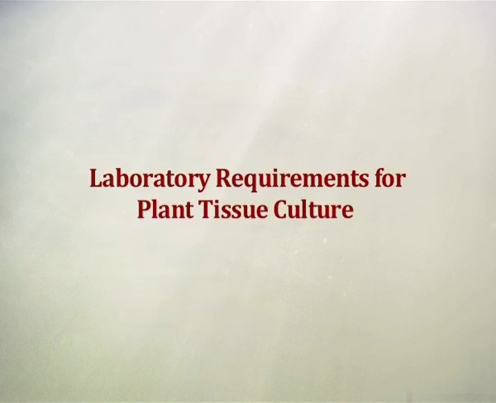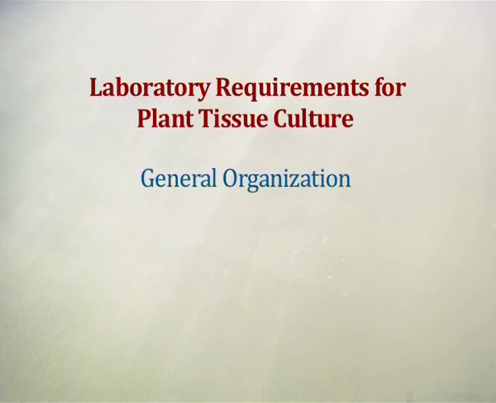Let us first learn about the laboratory requirements for plant tissue culture. The first requirement is the general organization. The basic organization of a plant tissue culture laboratory requires 3 areas. First, general laboratory or media preparation area. Second, transference area or the area for the aseptic manipulation of plant material, and culture rooms with controlled conditions for light, temperature and humidity for maintaining cultures.